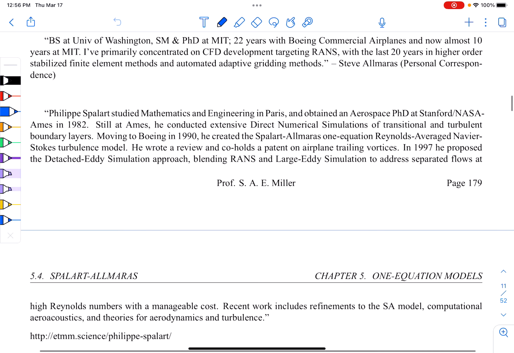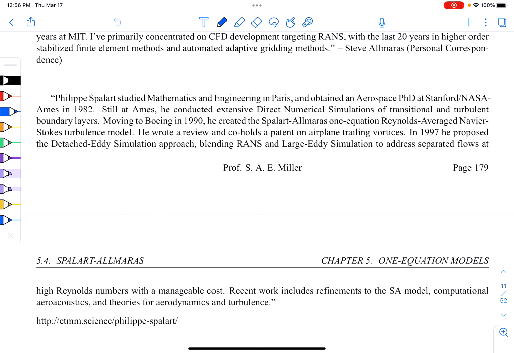And here's an official bio from online that I copied and pasted. Spalart studied math, physics, and engineering in Paris, and obtained a PhD at Stanford, NASA Ames in '82. That's 39 years ago. He's still in the Ames area. While he was at Ames, he conducted extensive DNS of transitional and turbulent flows, moved to Boeing in '90, created this one equation model, and wrote reviews and co-holds patents on many things.